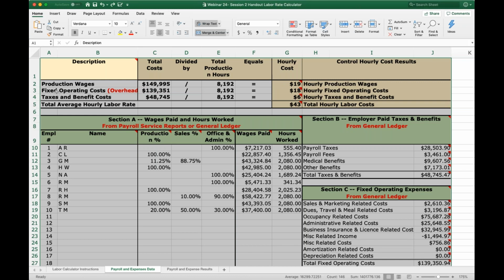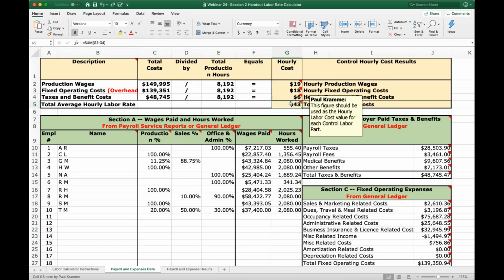The fixed cost, what's it cost to open up the doors? $139,000. Spread that over the same production hours, injects another $18. What does the employer pay for taxes and benefits for all employees? And I stress all employees. Spread it over the same number of hours. So this suggests that the average labor rate for this client is $43 an hour.